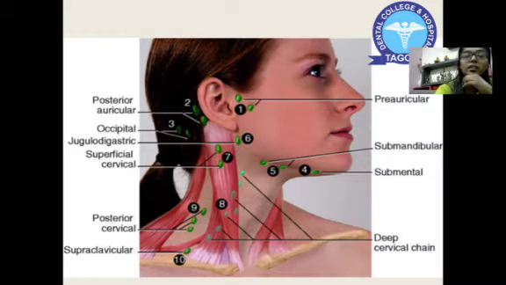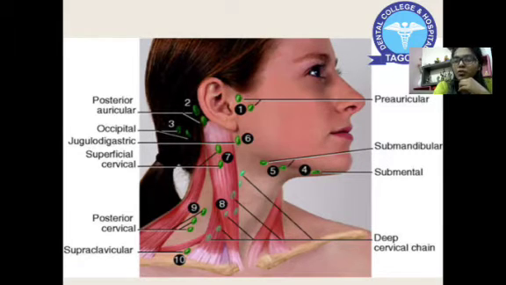And here we can also see the jugulodigastric lymph node. It is located below the posterior belly of the digastric, and it drains the palatal tonsils and the posterior one-third of the tongue. And also we can see the superficial cervical lymph nodes.